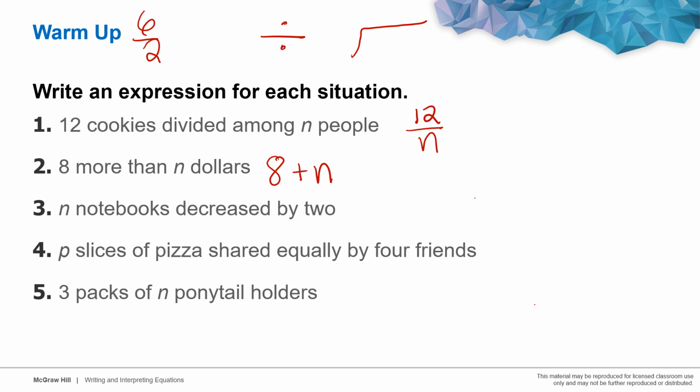All right, number 3 says n notebooks decreased by 2. What does decreased by mean? Yeah, if I'm trying to write this as a math expression, I write n decreased by, what would that look like? I got a subtraction, so that'd be minus 2.